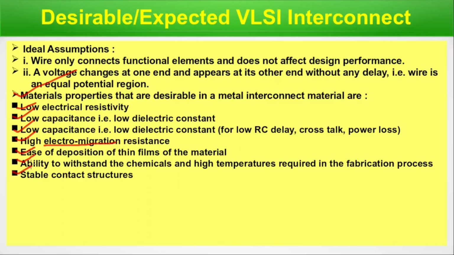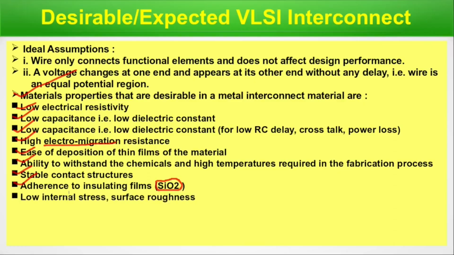It will be some other materials. Adherence to insulating films. Silicon dioxide is the most choosable insulator, and later on many others have also been added to the list. Although silicon dioxide is the most go-to oxide, the adherence should be good to stick to that material. Low internal stress and surface roughness. These are basically chemical properties.